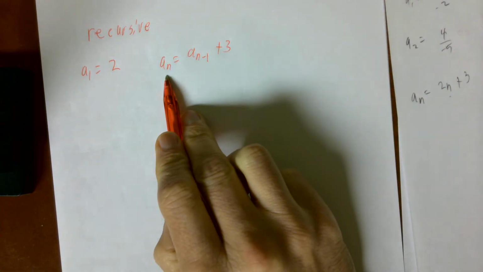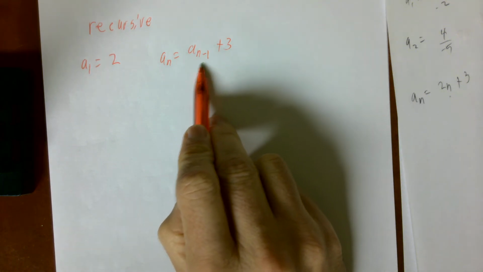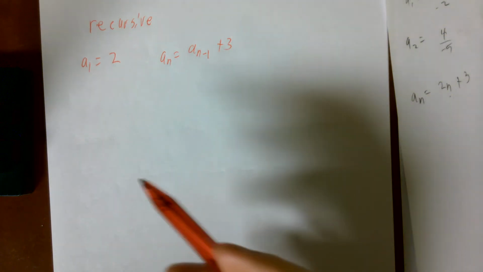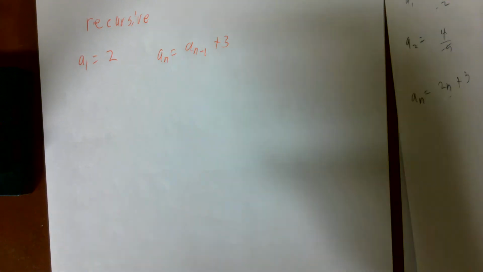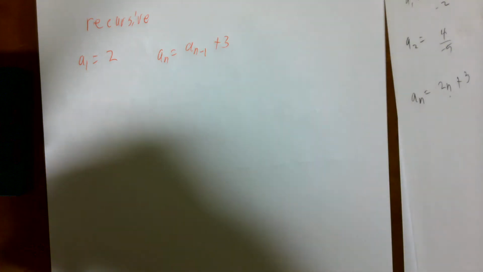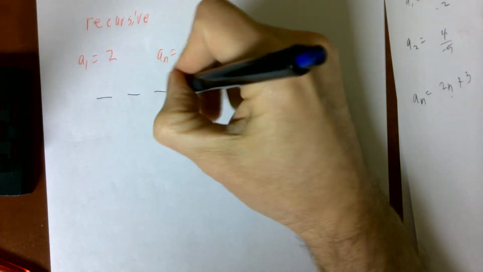So the a sub n we've already talked about. And this is a sub n minus 1, the subscript, plus 3. What if I want the first 5 terms? Again, I want the first 5 terms. How do you deal with this? Well, here's how you deal with it. First, I want my 5 terms. So 1, 2, 3, 4, 5.